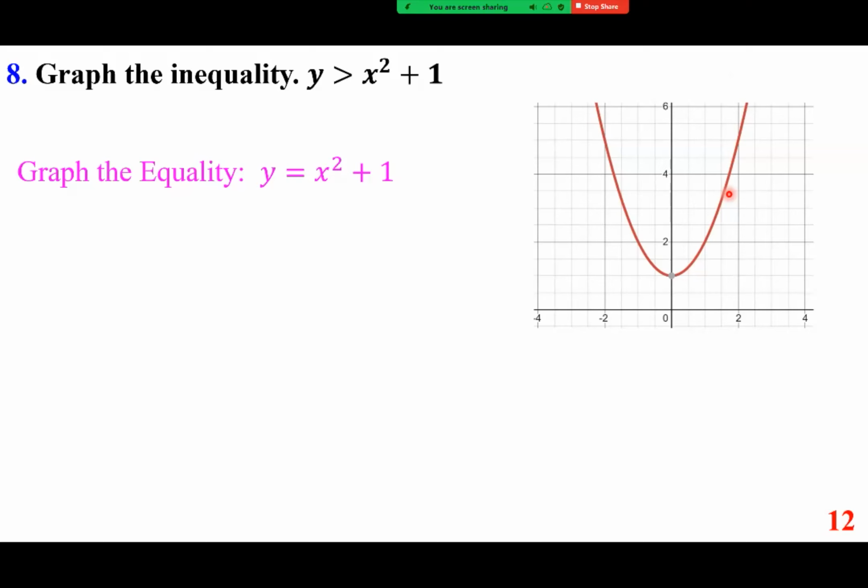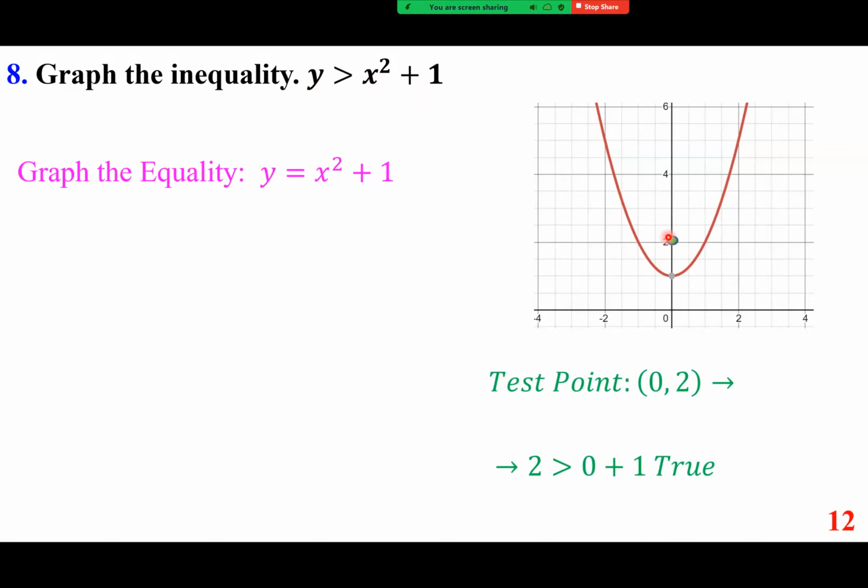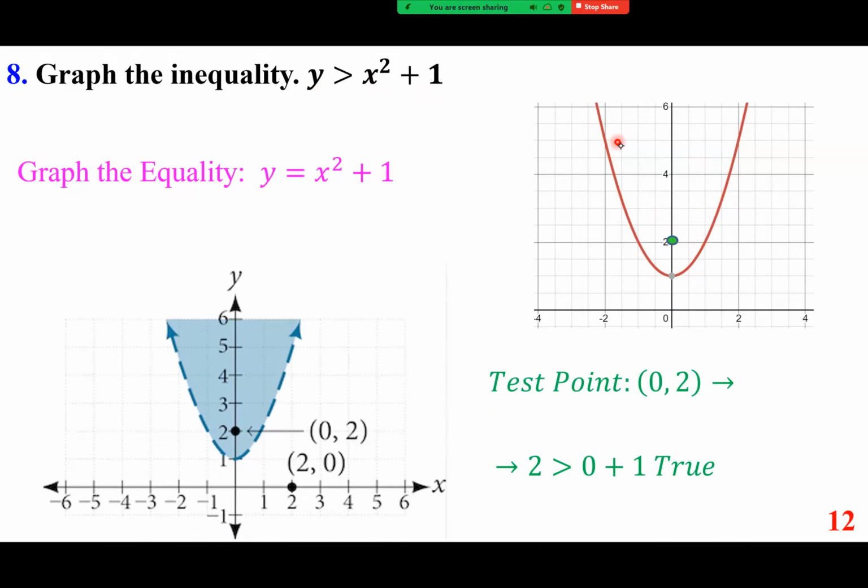So for example, if you use the test point 0, 2, so if you replace the x with 0 and y with 2, 2 is larger than 0 plus 1. Yes, that's a true statement. So this works. Everything inside works. And you can shade it like that. Or you can put 0, 0, and you see that 0 is larger than 1. It's a false statement. That doesn't work. If you plug in 0, 0, so it's the opposite. So it's outside, that doesn't work.